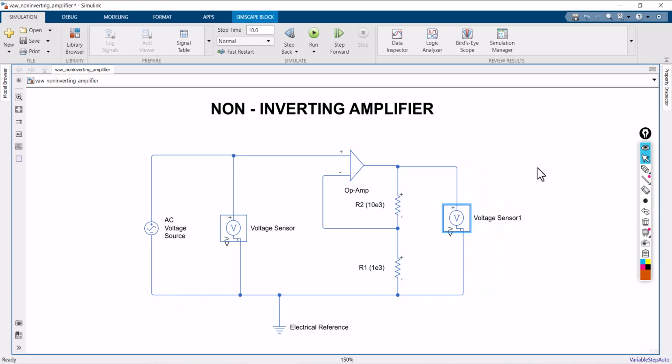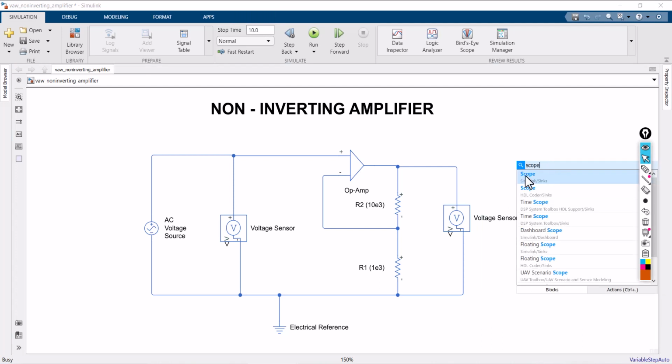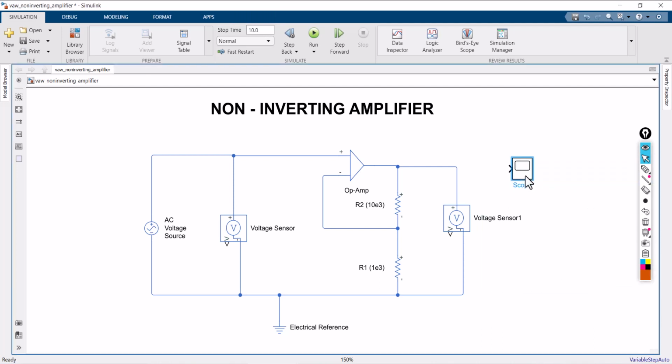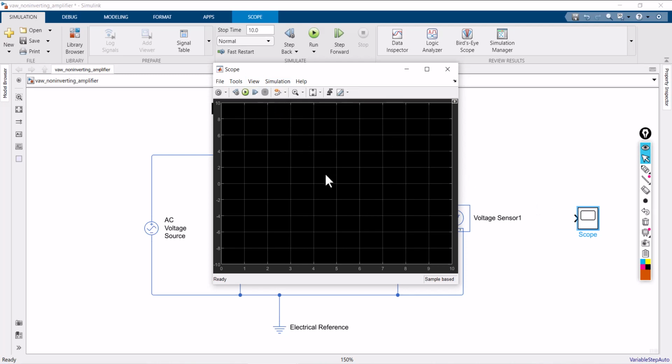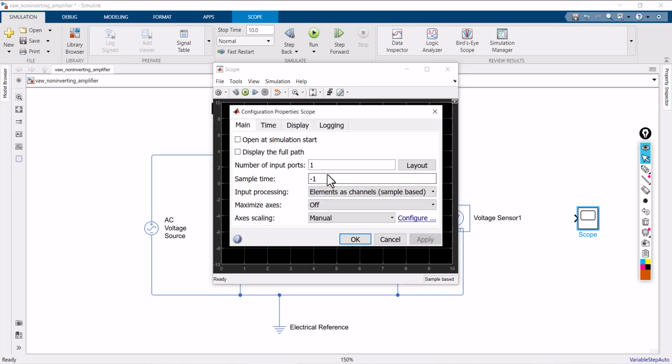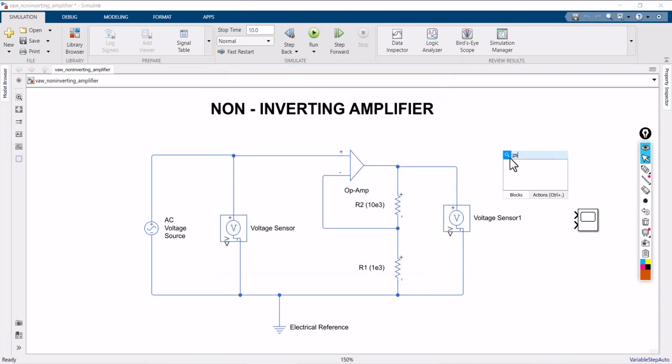Now I want to see both the outputs. Let me take a scope. Here the scope belongs to Simulink, whereas these blue color elements belong to Simscape Electrical. It's a physical system. So you cannot straight away connect the voltage sensor with the scope. We need a PS to Simulink converter. Go to view, go to configuration parameters. Make its number of input ports as 2. And take 2 converters, PS to Simulink converter.